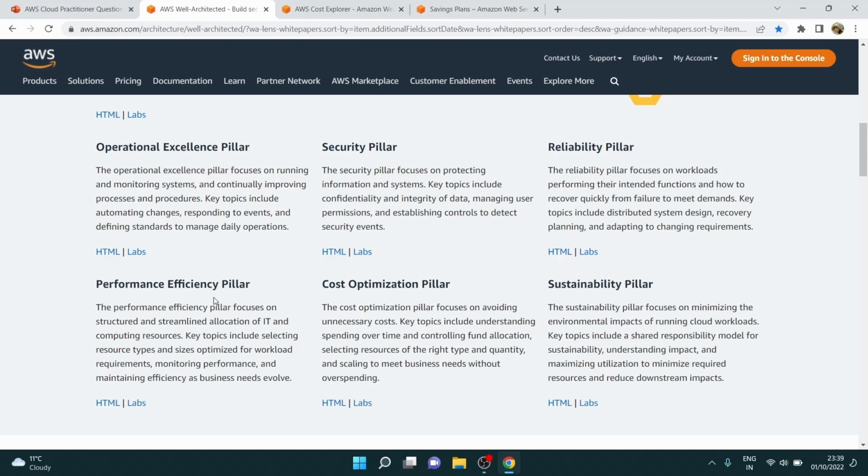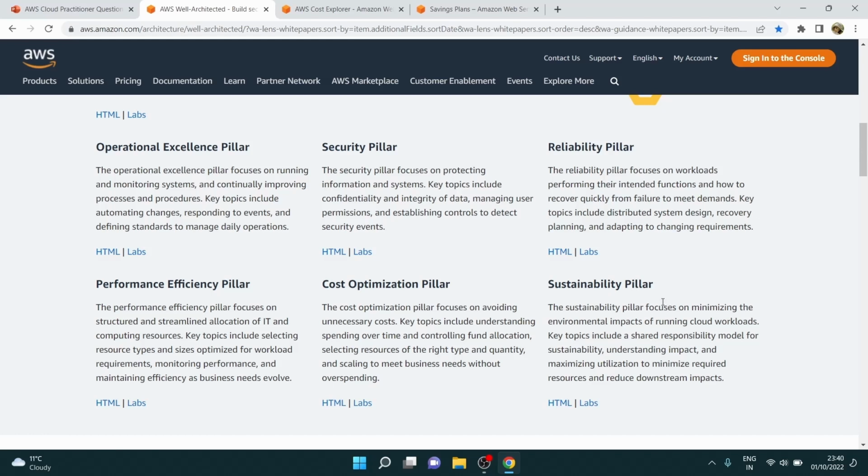Then coming to performance efficiency, it includes selecting resource types and size optimized for workload requirements. Why? Because how much you need, that much only you need to acquire. So this way you can increase your performance. Okay, and also maintain efficiency in that performance. Cost optimization, as we said, AWS is pay as you go. You do not have to pay for the whole product for the time when you're not using it. Only you have to pay for how much you're using it.